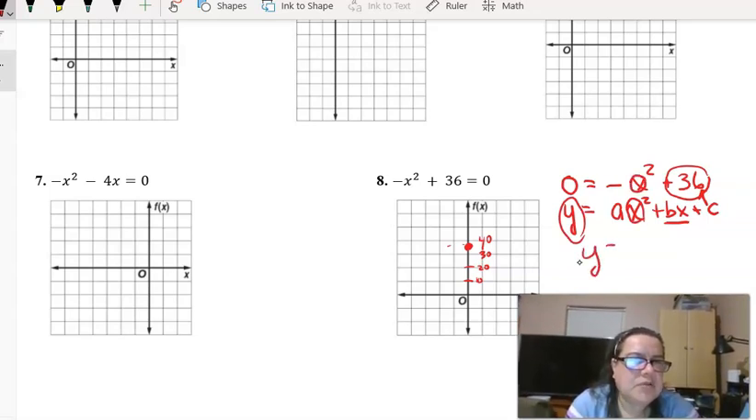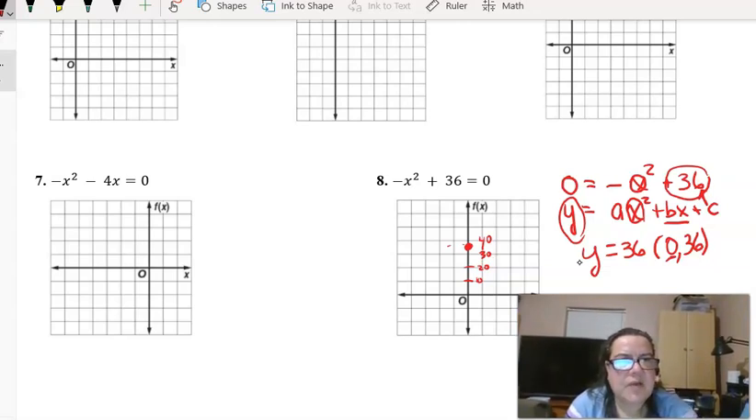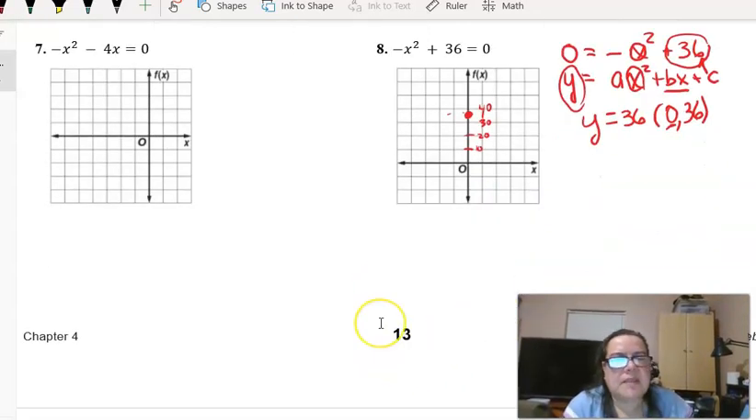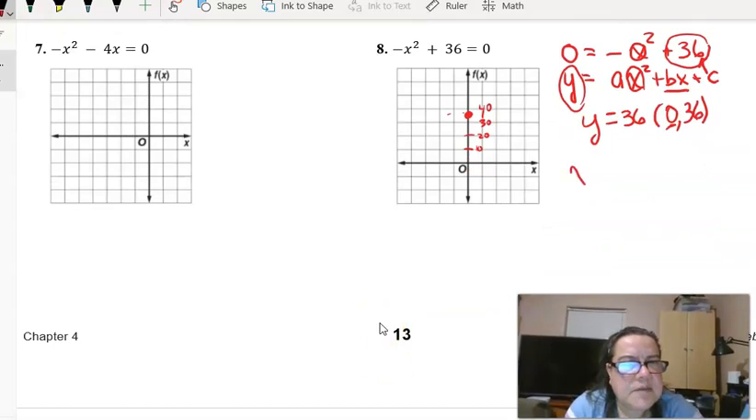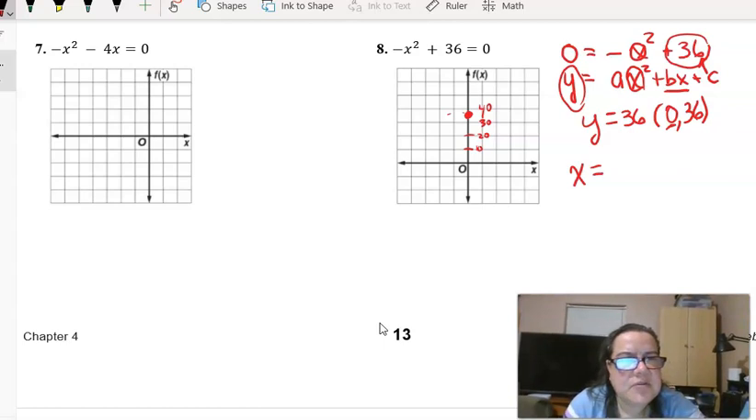So y would equal, oh, it looks like 36. So guess what? The y-intercept is (0, 36), because I just substituted the 0 for x there. So I've got 1 point. Remember, now we could also figure out the x point of the vertex, because remember x is like the axis of symmetry, negative b over 2a.